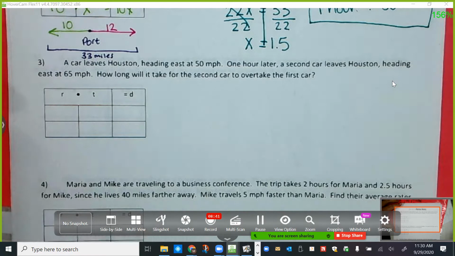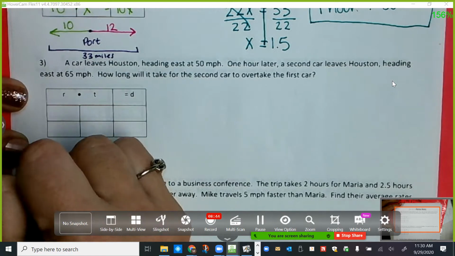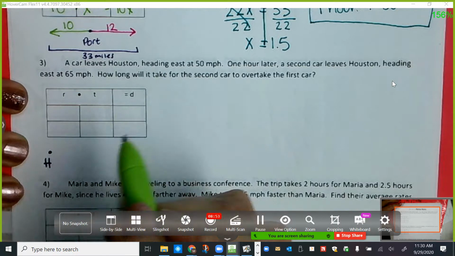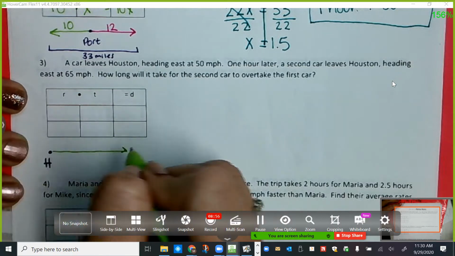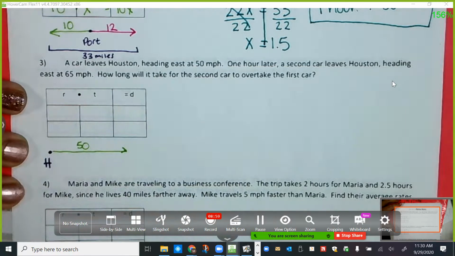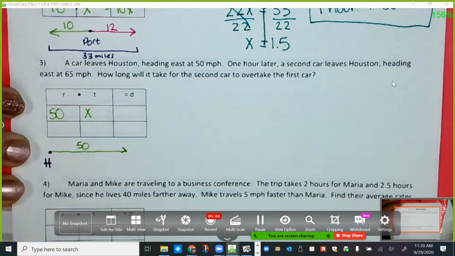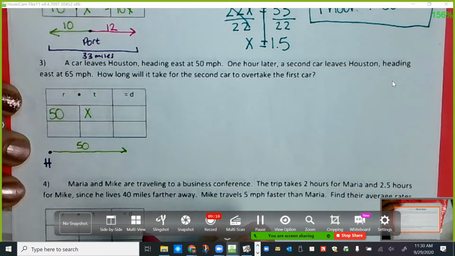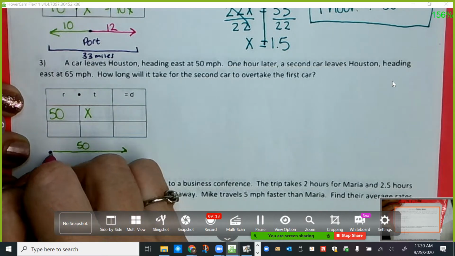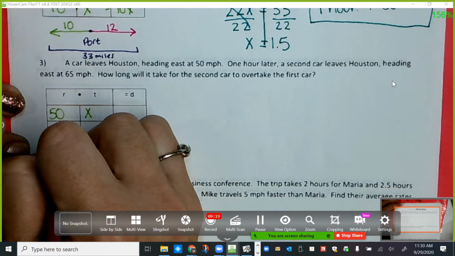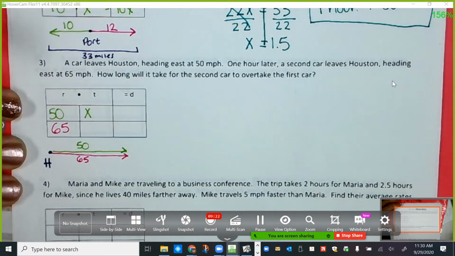Okay, so it says they started in Houston. And it says that the first car is going east at 50 miles per hour. Then it says 1 hour later, so we know 50, and we don't know our time, so we're just going to put an X for right now. Then it says we're heading east at 65 miles per hour. Remember, we're looking for where they're the same, so that way we can figure out when the pink one will actually make it further than the green one.